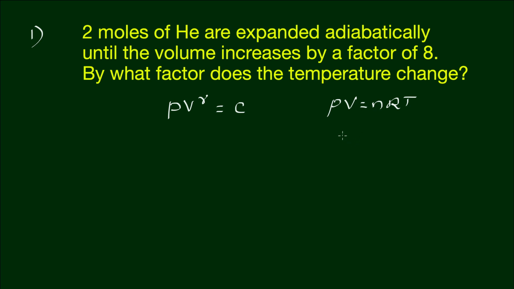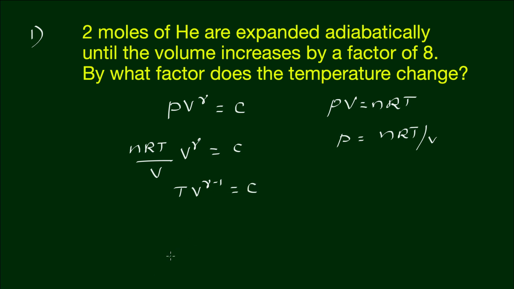And so we want to eliminate P, so P is going to be equal to nRT by V. So let's take that and substitute here. So we have nRT by V multiplied by V to the power gamma is a constant, which means since n and R are constants, T V to the power of gamma minus 1 remains constant during an adiabatic process.